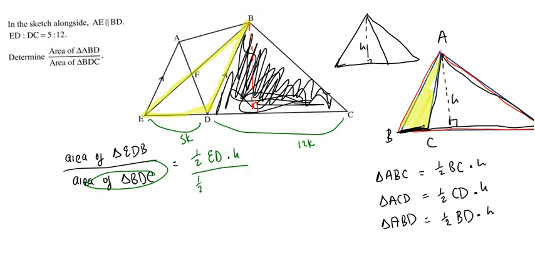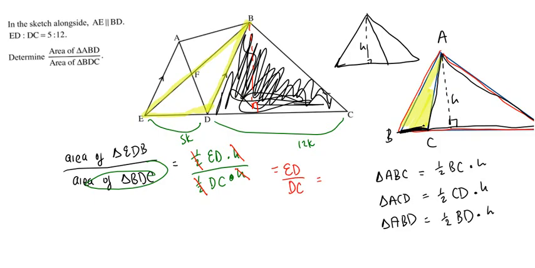It's going to be half of DC, right? Just as we had ACD, you see, we took this as the base and this was the height, the same height. So this will also be the base, which is DC, times the same height. Now you know mathematics, guys. What is going to happen? Height cancels height, half cancels half. So you have ED over DC.